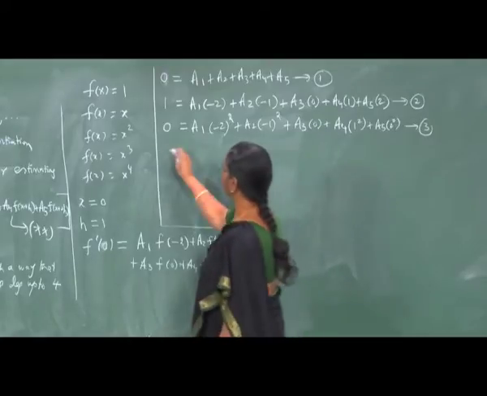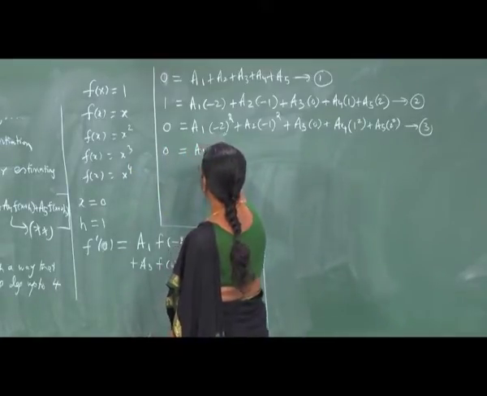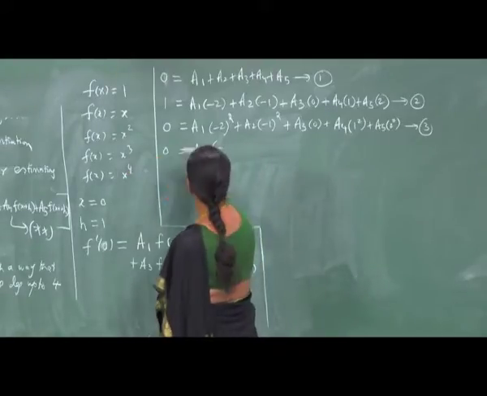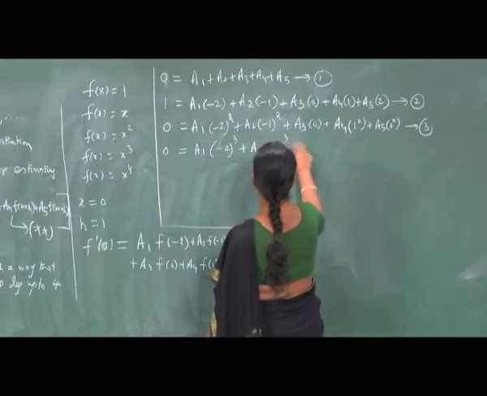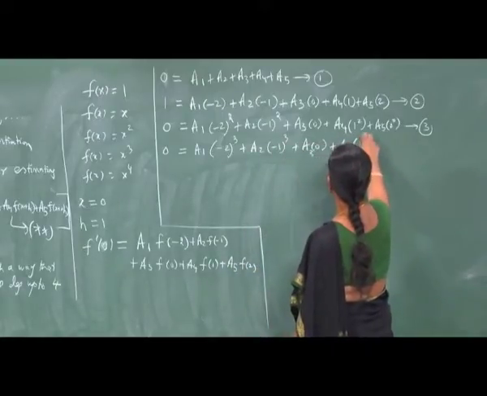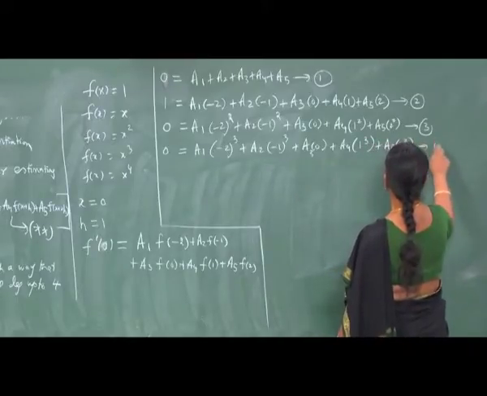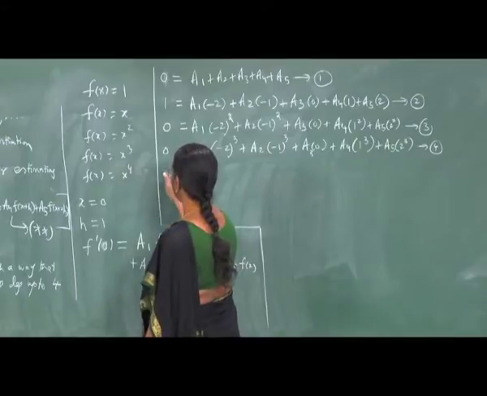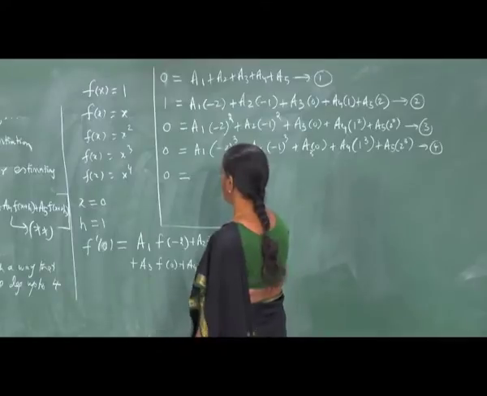Then when f of x is x cubed, the derivative is 3x square. So, at 0 it will give me 0 equal to a1 into minus 2 the whole cubed, a2 into minus 1 the whole cubed plus a3 into 0 plus a4 into 1 cube plus a5 into 2 cubed. And finally, when f of x is x to the power of 4, 4x cubed is its derivative. So, at 0 it will be 0.